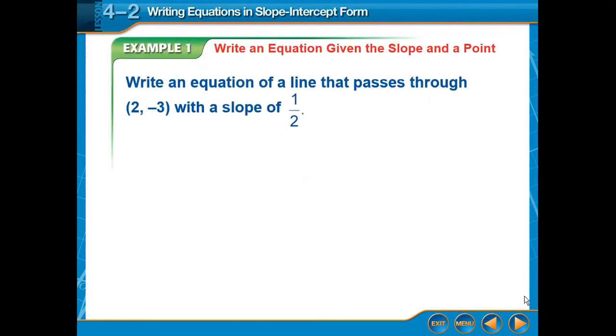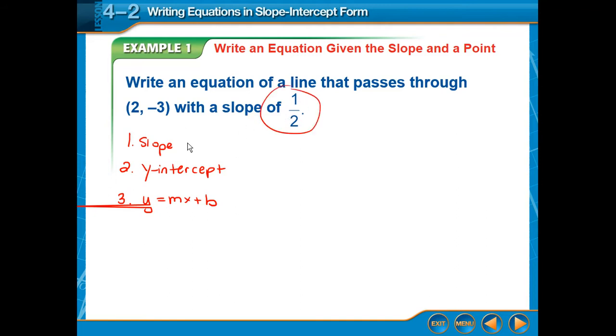Okay, so writing an equation of a line given the slope and a point. Whenever we're trying to write the equation of a line, there's two things that we need. The first thing is the slope, and the second thing is the y-intercept. Once you have those two things, you can write the equation in y equals mx plus b form. Given this, step one is to find the slope. This one's easy because they told us what it is. The slope is 1/2. So we've got that.